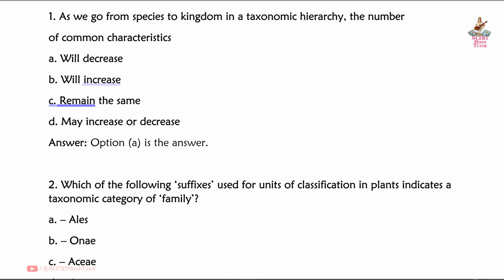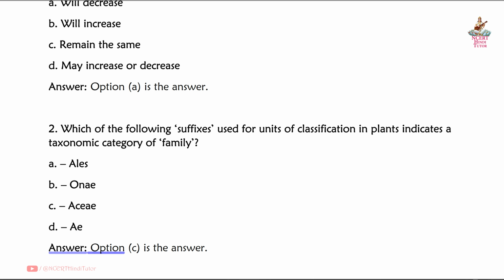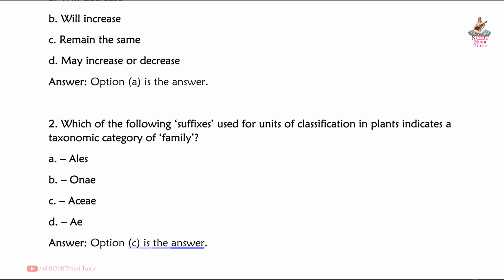Answer, option A, is the answer. 2. Which of the following suffixes used for units of classification in plants indicates a taxonomic category of family? A. Ales. B. Oni. C. Ace. D. Ae. Answer, option C, is the answer.